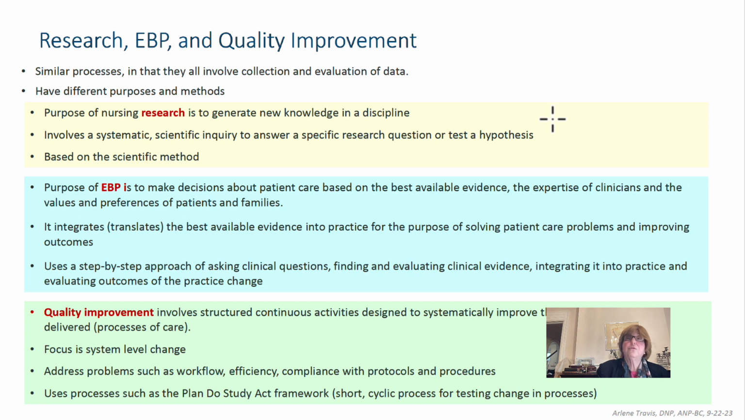Quality improvement looks at a structured, continuous activity that's designed to systematically improve the ways in which we care. It's about delivery of care. It's the process of care. So here it's focused on system-level change. You're looking within a system and identifying how you want to improve the care. You're going to look at the problem. It could be workflow issues, efficiency, compliance with protocols and procedures.